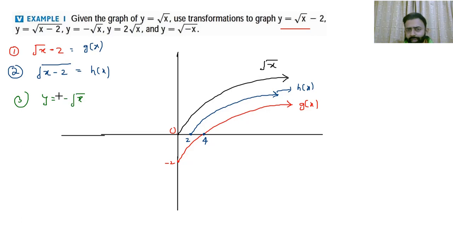So it is just a reflection along the x-axis, because each y has become negative. This negative is not inside the root; if it were inside the root, then the input would become negative. But this time it is outside the root x sign, so it is multiplication of the y by minus 1. So it is a reflection along the x-axis. So the reflection along the x-axis will be like this. Okay, let us call this function i(x).